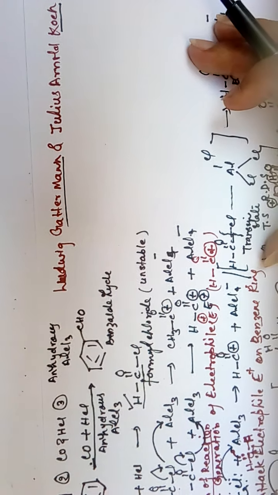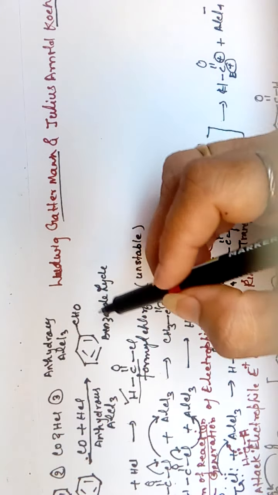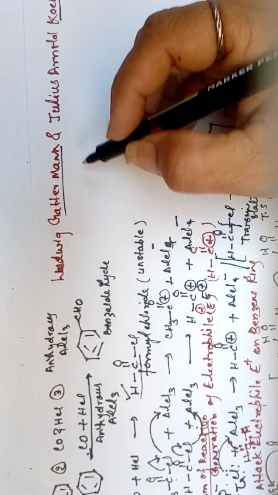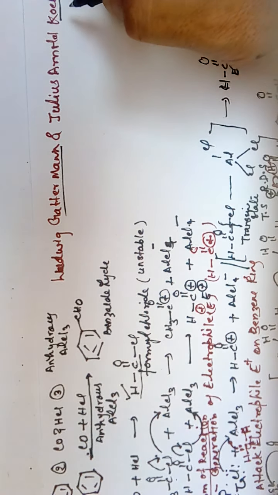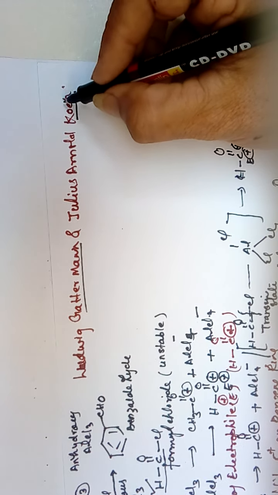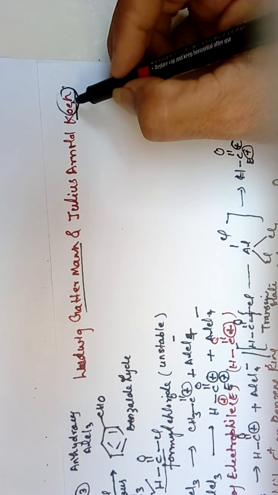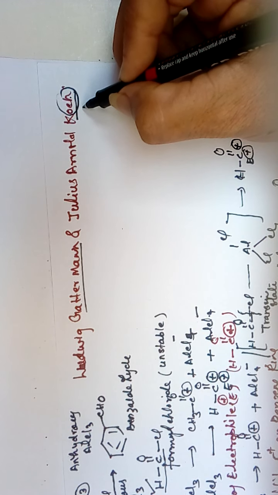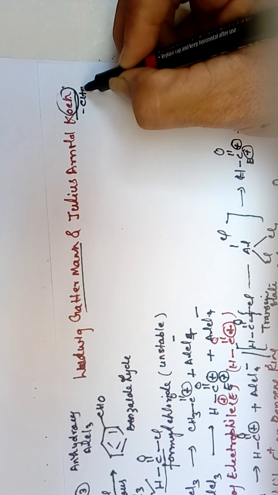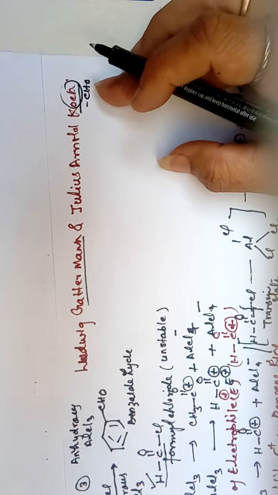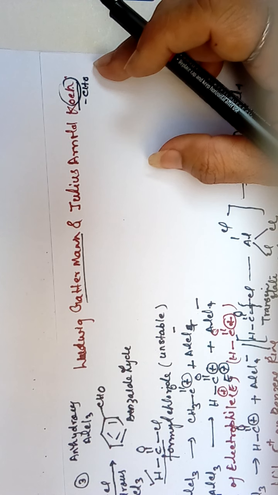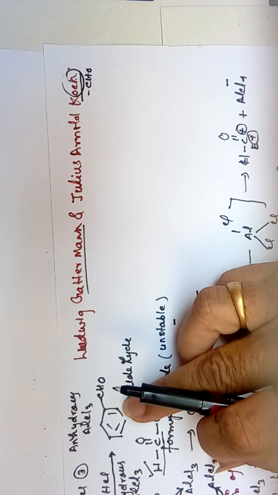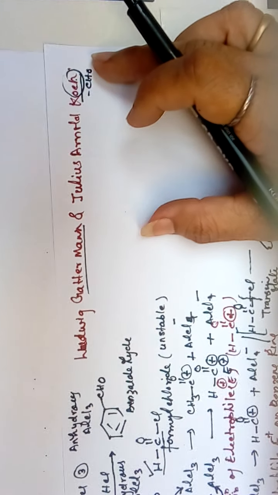Now guys, you see what will happen then? Koch, the CHO group comes, Koch. If we shuffle these three letters, we find CHO. That means it is a trick to learn. That means the CHO group is attached to the benzene ring. We can learn by this trick.